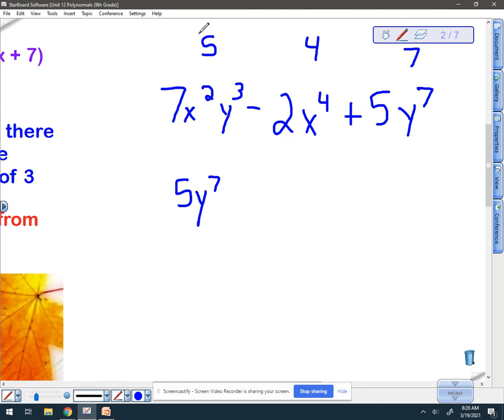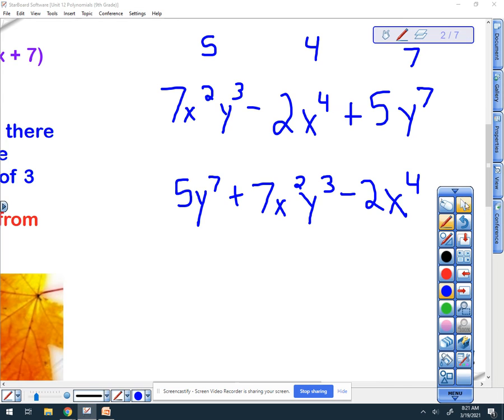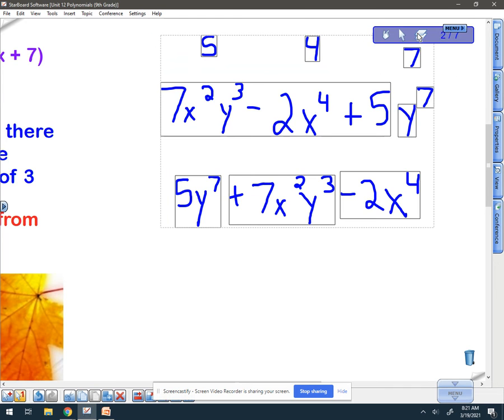Then the next highest degree is 5. So positive 7x squared y cubed is next. And then lastly, degree 4, so it's minus 2x to the fourth. So all you're doing is finding the degree of each one, which we just talked about, and then putting them in order from the highest degree to the lowest degree. And that's putting it in standard form.